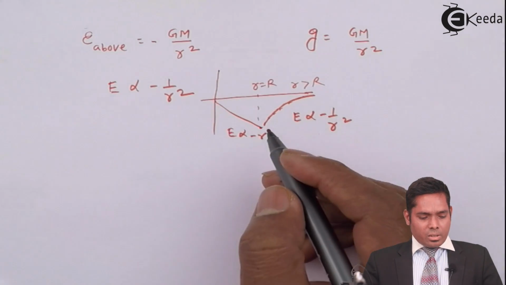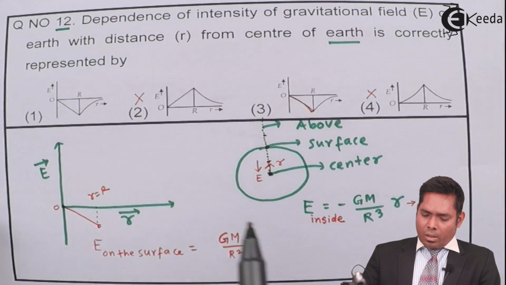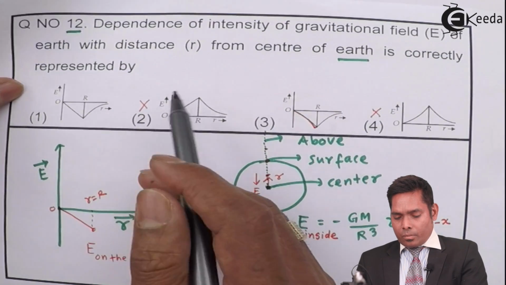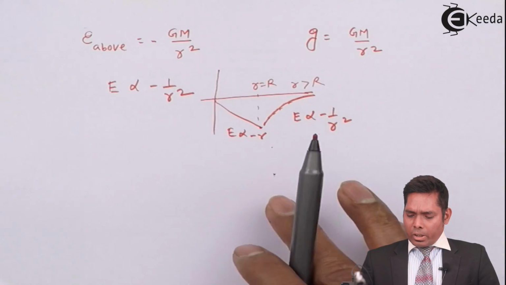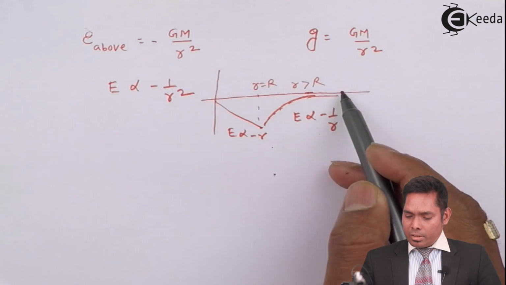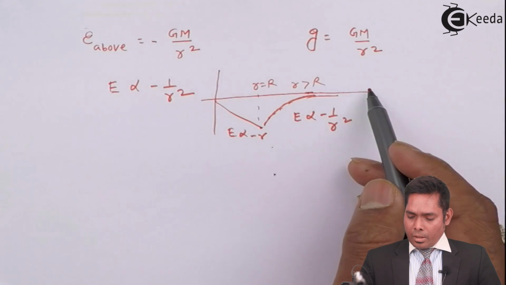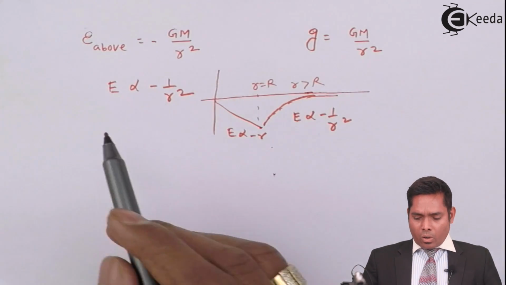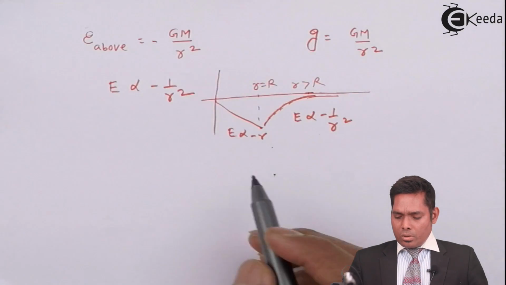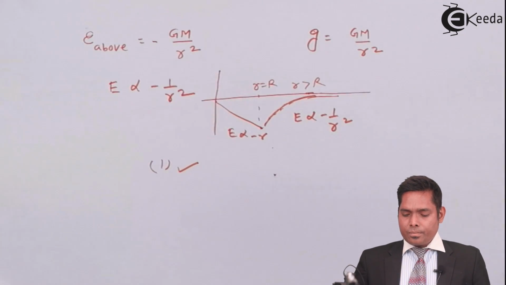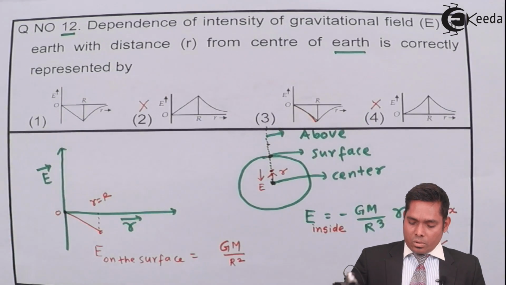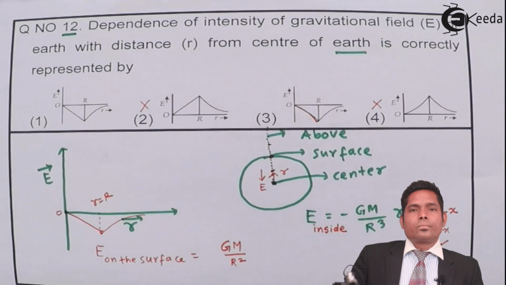So this graph is correct. It is not going to touch the axis. It will continue and never touch the x-axis. So according to this, option number 1 is the correct option. So this is the answer to this question. It will be bent like that. Okay, thank you.